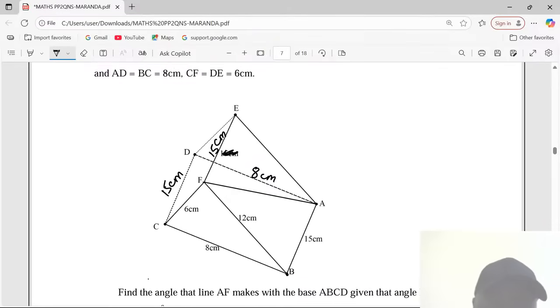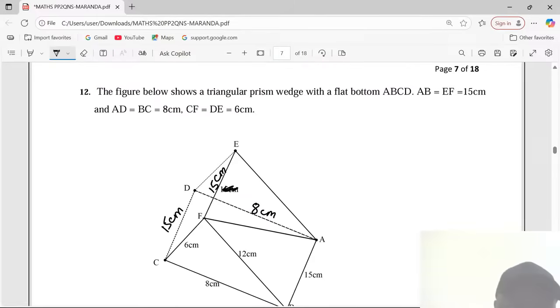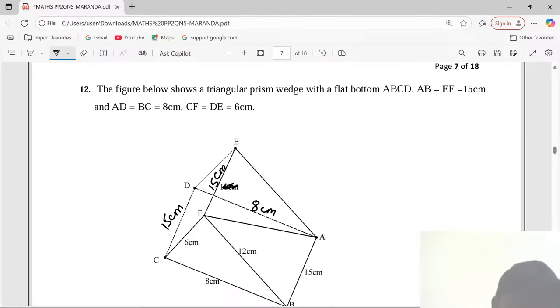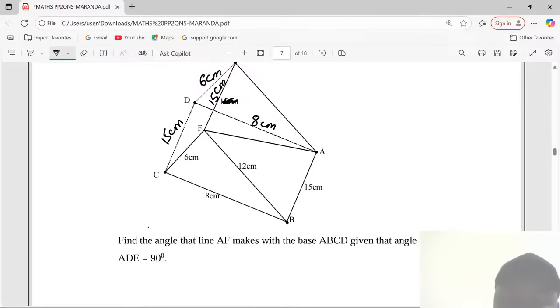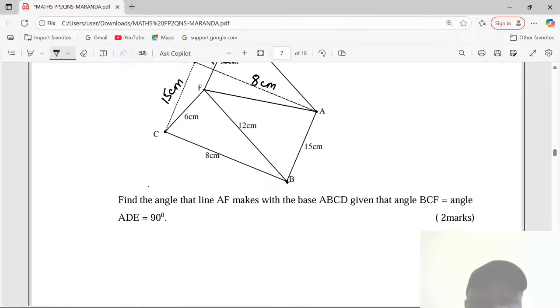Then we have 6 centimeters for CF and DE. So we have to continue with the diagram. CF 6 together with DE, so this is also 6 centimeters that way. So we are supposed now to proceed with the question. Find the angle that line AF.